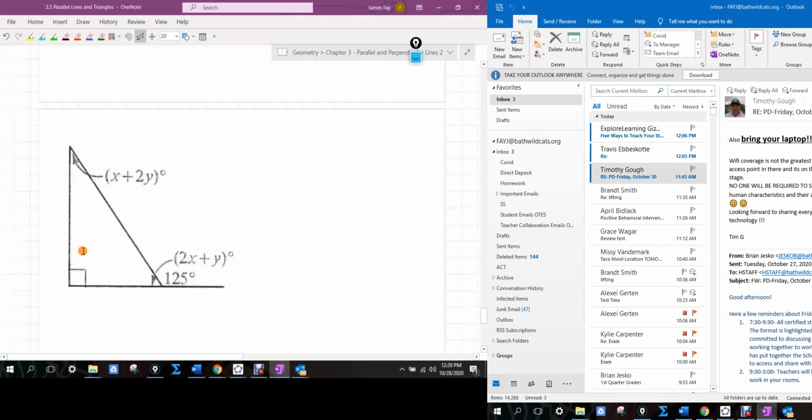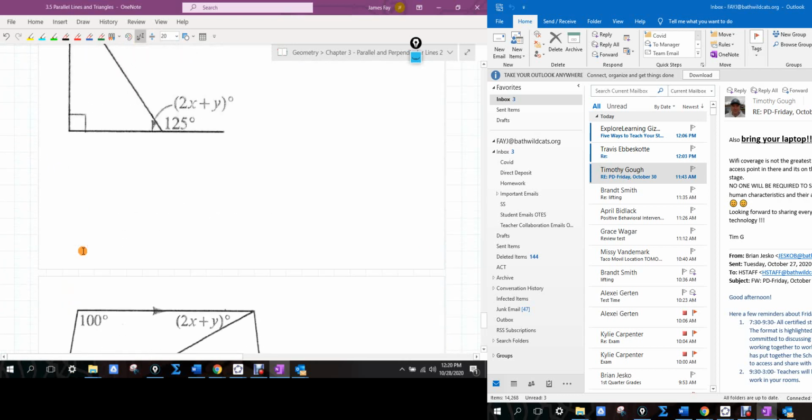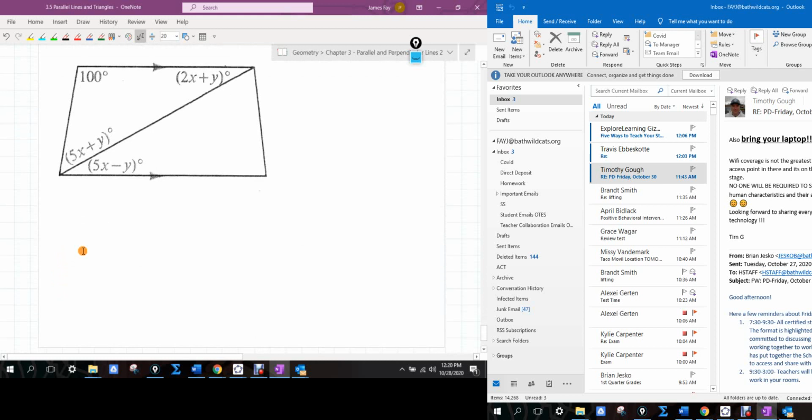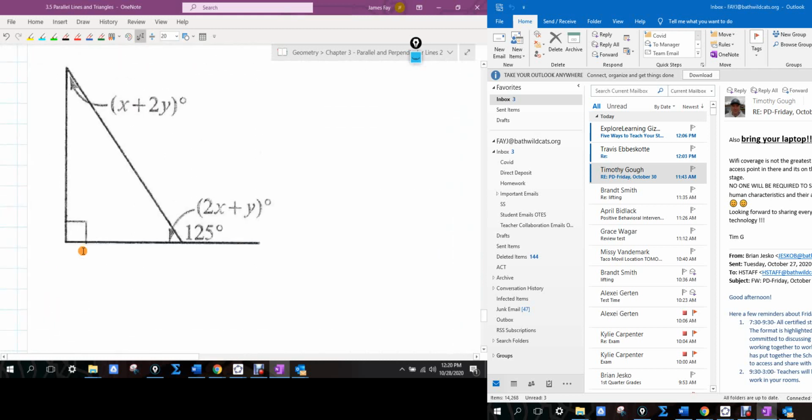Let's do one. You want to do this one, or you want to do this one? The first one. Do the first one. What are you going to tell me here about a relationship? So the 125 is the exterior angle. Okay. The bottom left interior angle, remote angle, is 90. So 90, and then x plus 2y, right? Those are my two remote interiors?